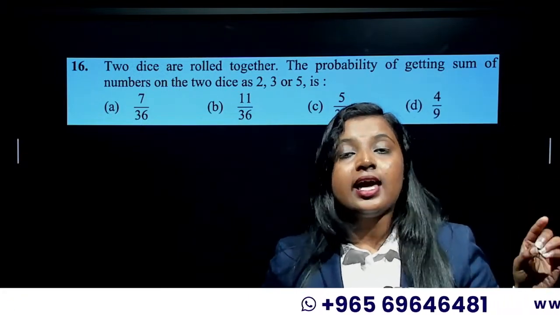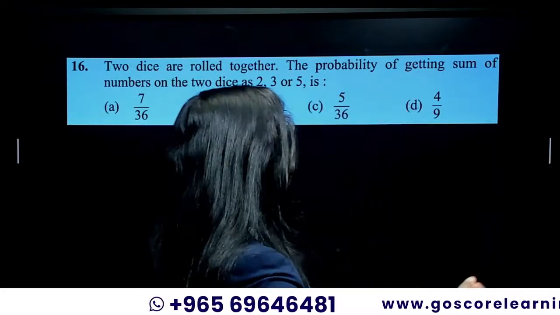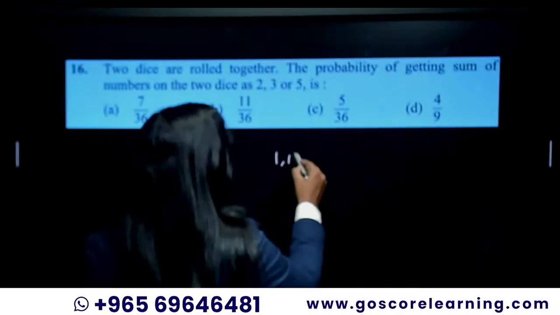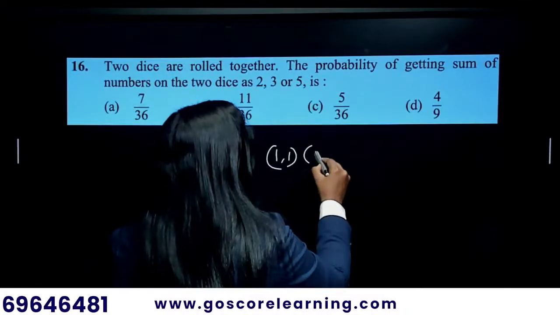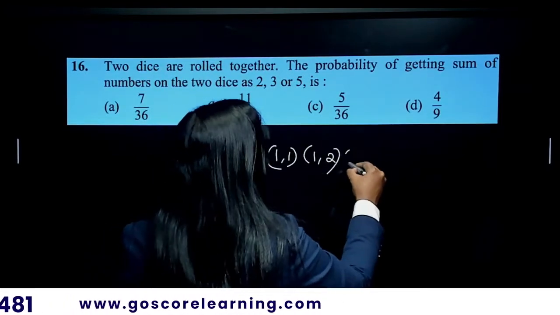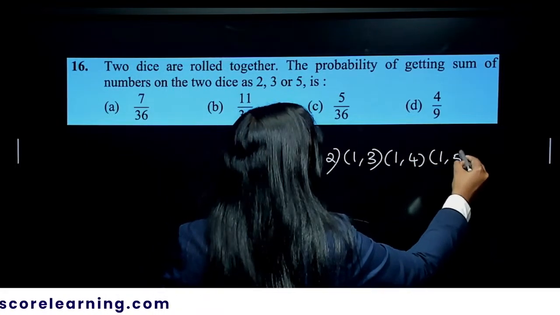Okay, so there are 36 elements in the sample space. I hope you guys know that. You are throwing a die, so it must be getting one on the first die and one on the second die. Then getting one on the first die and two on the second die. One on the first, three on the second. 1 4, 1 5, 1 6.